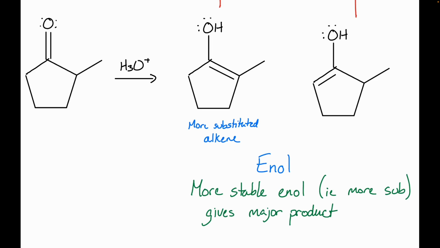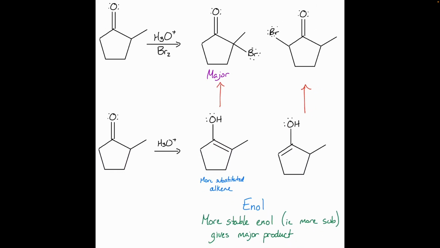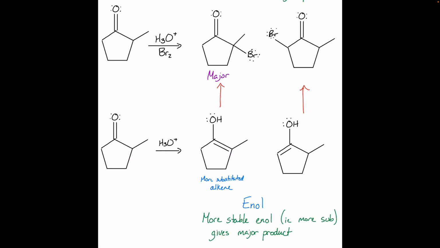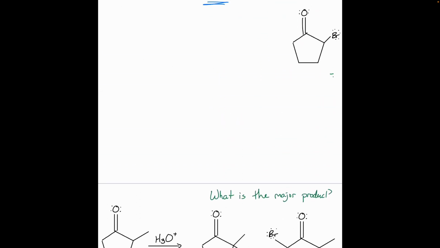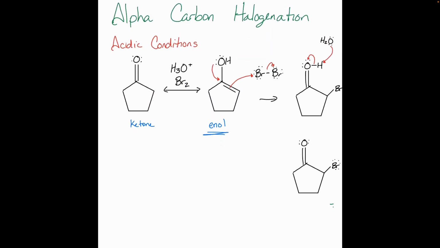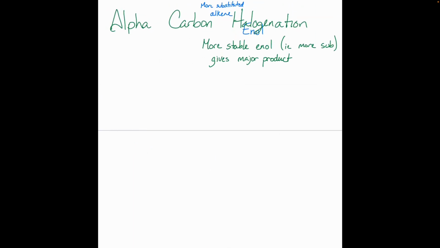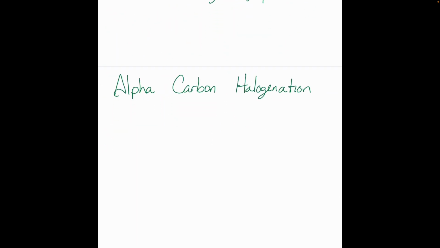Okay? So we talked about these reactions under acidic conditions. Under acidic conditions, we have this enol that's formed that's going to play the role of our nucleophile. If we have an asymmetric ketone, the more substituted enol that forms will give us our major product. All right? But now let's talk about this same reaction, alpha carbon halogenation, but under basic conditions. There's no reason why we can't do it under basic conditions. Under basic conditions, we also get a good nucleophile, our enolate ion.